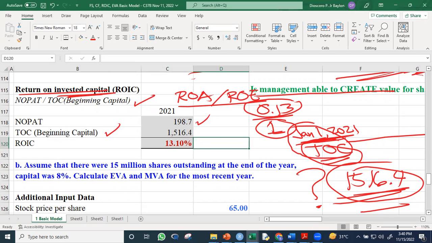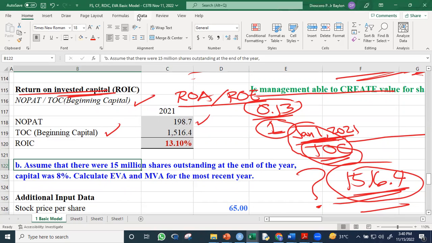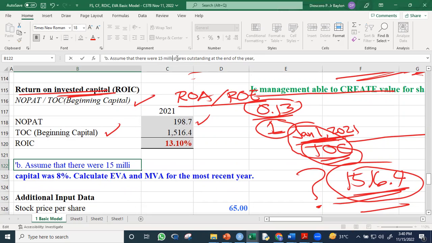Okay. So let me answer that in the interest of time. So make a correction here first, class. Assume that there were 15 million. So this would be 15,000 actually.